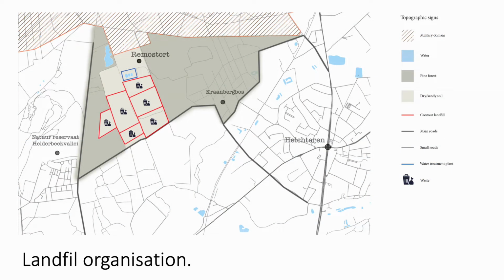When we look at the organization of the landfill, we can see that for the moment waste is only situated in the red areas. In the blue area, Eco Valley is situated. Here you can find a water treatment plant where the leakage is being purified. This purified water goes to the pond on top of the site.